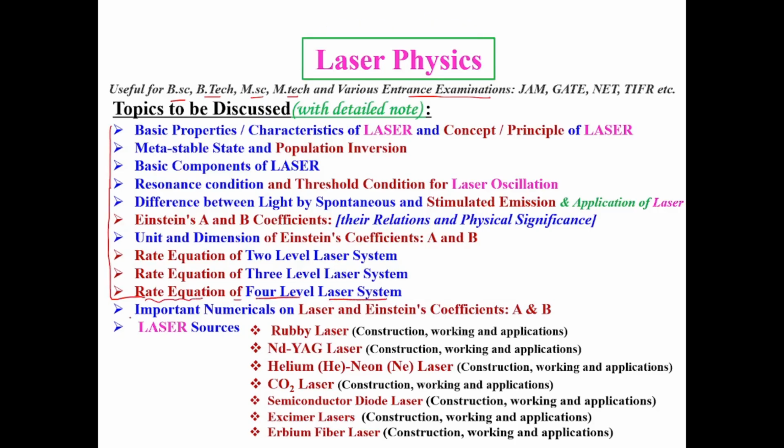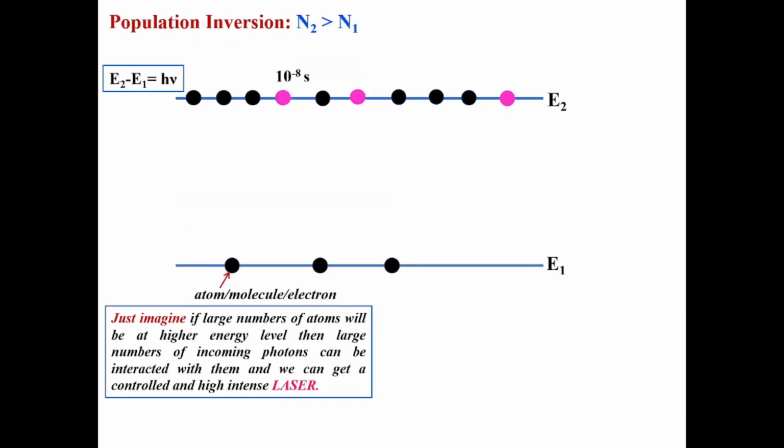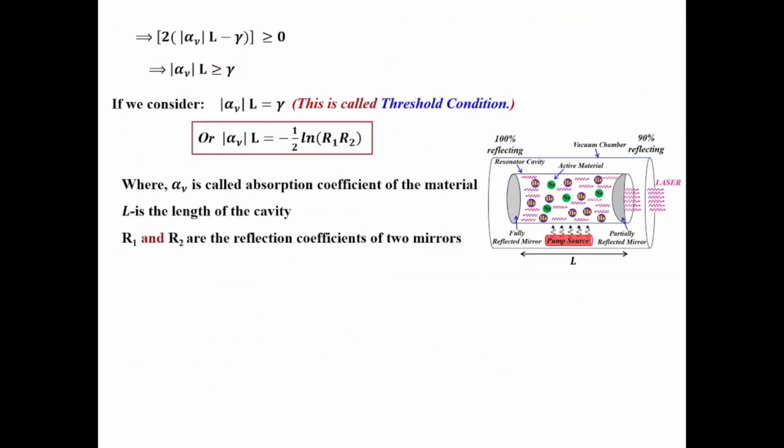In this class, we are going to discuss important numericals based upon Einstein's coefficients A and B and whatever topics we discussed in our previous classes. Okay, so let us start. These things we have already discussed in our previous classes.